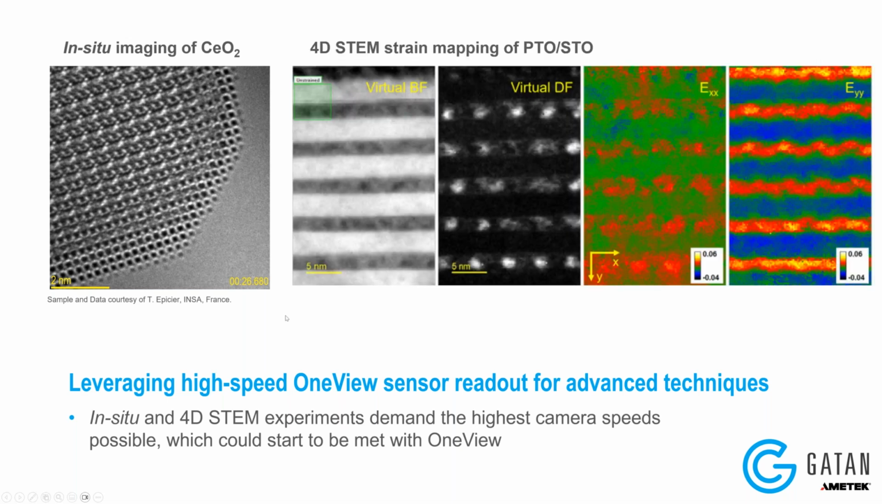And then, of course, I mentioned that we also could start doing 4D STEM. With 4D STEM, you can acquire a data set and do all sorts of analysis, like virtual bright field and dark field imaging, and then also strain mapping on your samples. I'll talk more about 4D STEM later as well. But the high speed of the OneView was a nice thing.